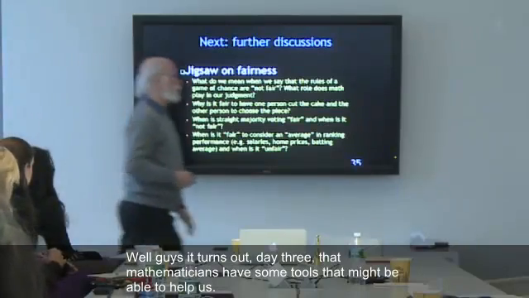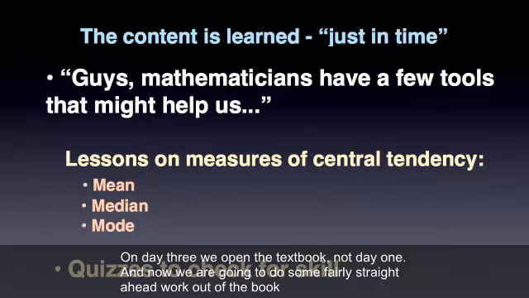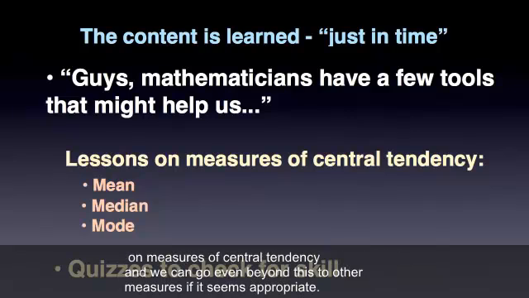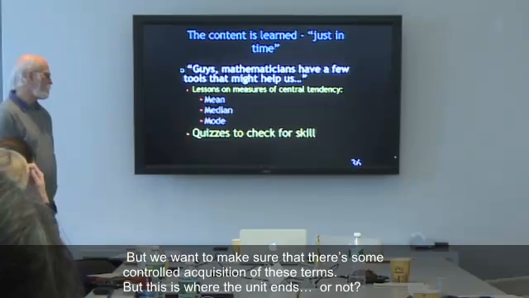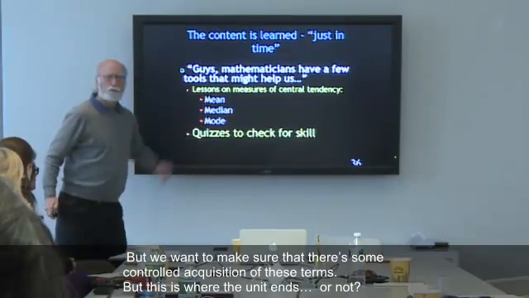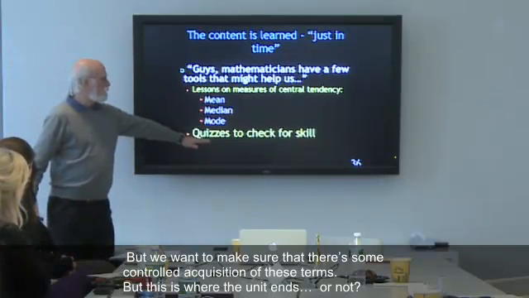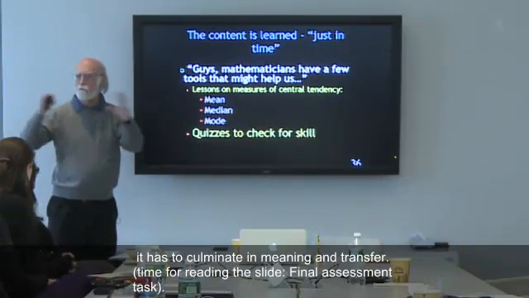Well, guys, it turns out, day 3, that mathematicians have some tools that might be able to help us. On day 3, we open the textbook, not day 1. And now we're going to do some fairly straight-ahead work out of the book on measures of central tendency, and we can go even beyond this to other measures if it seems appropriate, but we want to make sure that there's some controlled acquisition of these terms. But is this where the unit ends? Well, no. It has to culminate in meaning and transfer.